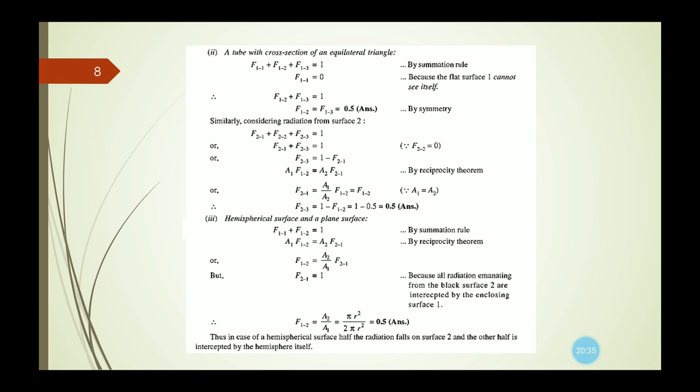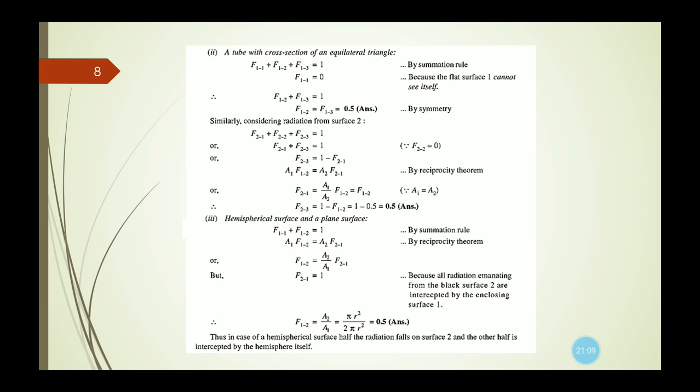So F12 we have calculated, now we need to calculate F23. By considering the radiation from the surface 2, F21 plus F22 plus F23 equals 1. Now as F22 equals 0, in that case F21 plus F23 equals 1. So F23 equals 1 minus F21.